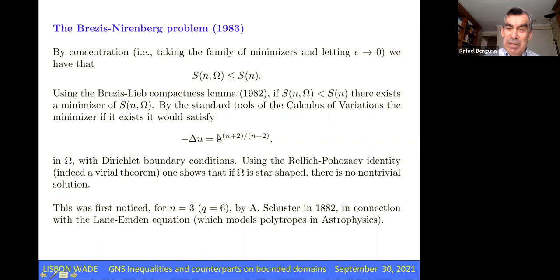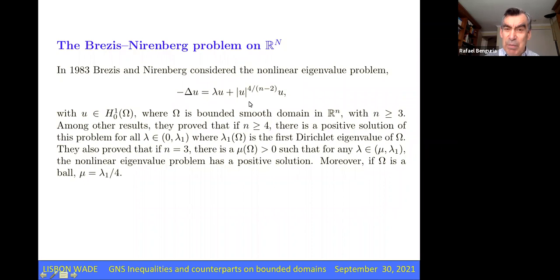And Brezis and Nirenberg, in 1983, said, well, what if we introduce a linear perturbation to the original problem? Instead of considering this problem with lambda equals zero, which is the original problem, the Euler equation for the Sobolev problem, let's introduce a linear perturbation, the lambda u here. And they asked themselves, what is the range of values of lambda for which there is a positive solution of this problem, satisfying Dirichlet boundary conditions on a bounded smooth domain? What is the range of values? They proved that lambda, of course, has to be bigger than zero, because for lambda equals zero, we know there are no solutions. If lambda is between zero and lambda one, where lambda one is the first Dirichlet eigenvalue, then there are positive solutions.